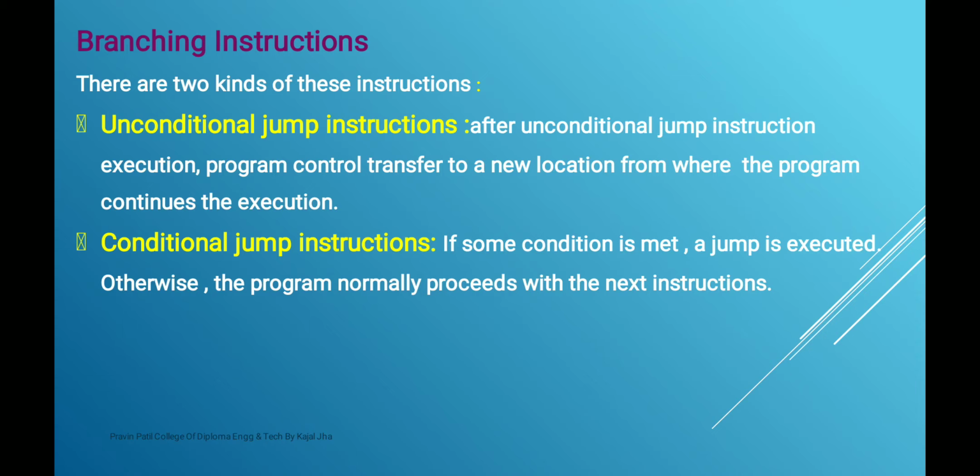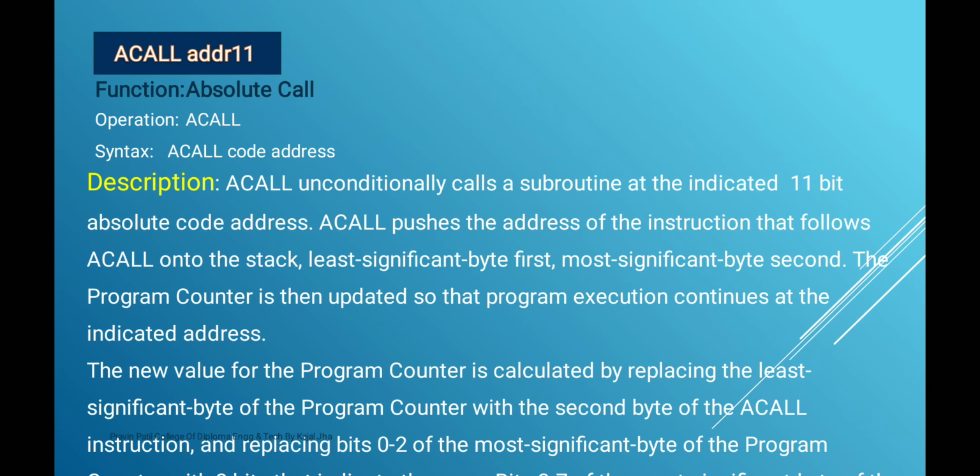So first is ACALL, that is ACALL address 11. Its function is absolute call. The syntax is ACALL code address. Description: ACALL unconditionally calls a subroutine at the indicated 11-bit address. Address 11 means an 11-bit absolute code address.